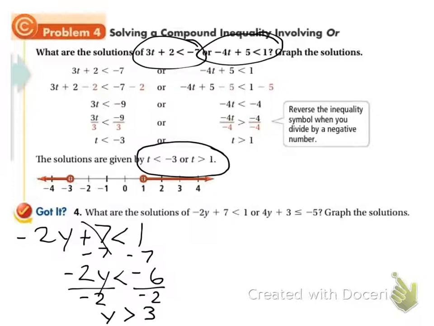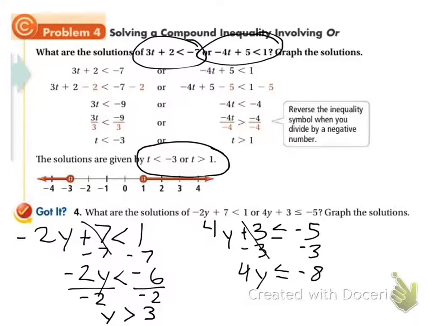And now I'm going to solve my other inequality. 4y plus 3 is less than or equal to -5. So I'm trying to get y alone, so I'm going to subtract 3. Cancel off over here. I'm just left with 4y is less than or equal to -8. Divide by 4, divide by 4. And I get y is less than or equal to -2.